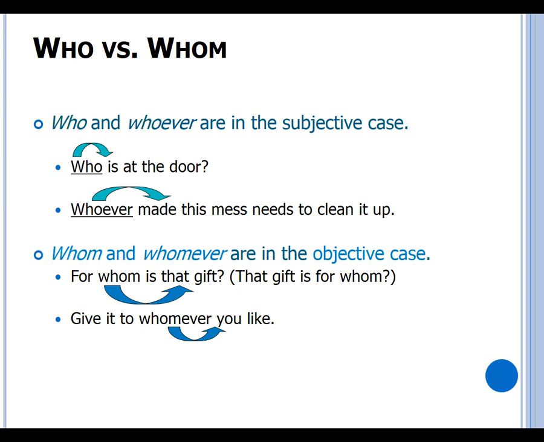Whom and whomever are in the objective case. So here are some examples of using whom and whomever in the object case. For whom is that gift? That gift is for whom? Give it to whomever you like.